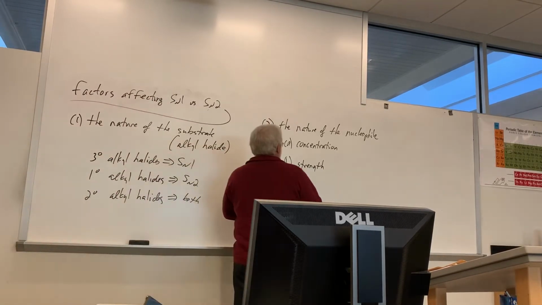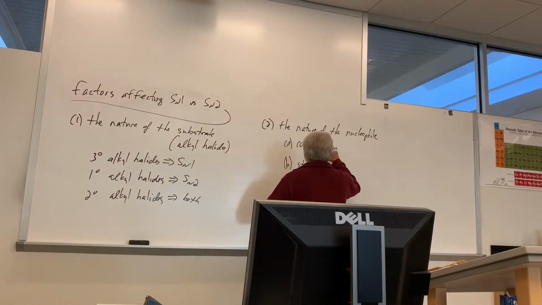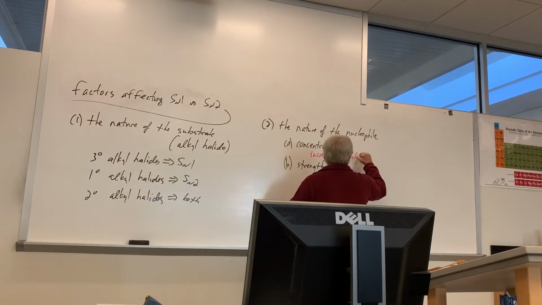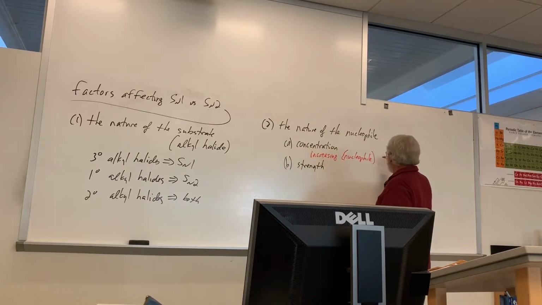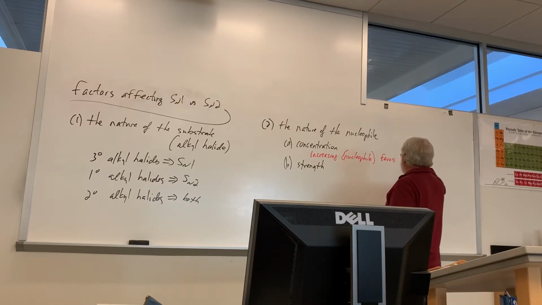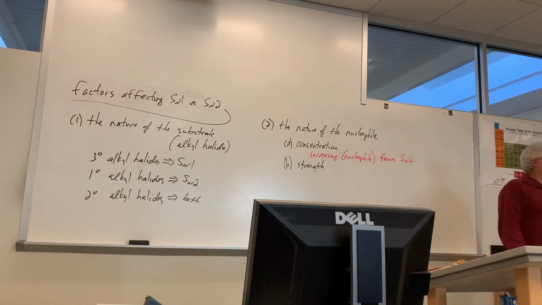So we can say that increasing the concentration of the nucleophile favors SN2. I assume putting nucleophile in brackets in Gen Chem signifies concentration of. Would you agree with that?